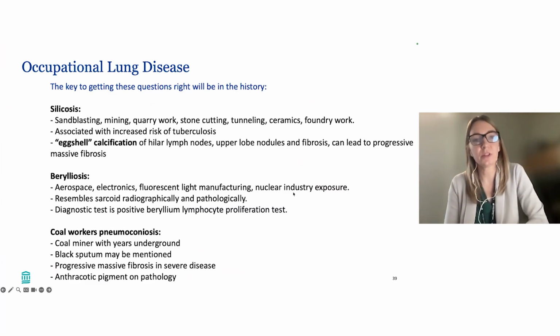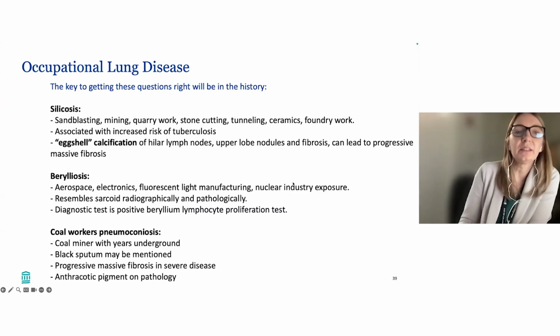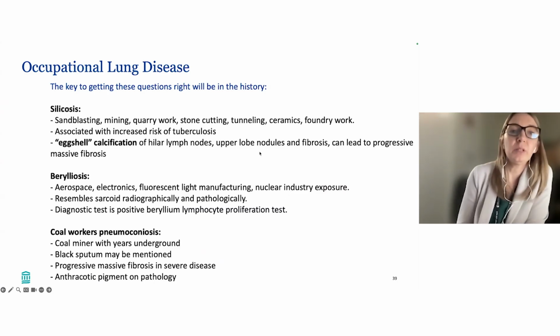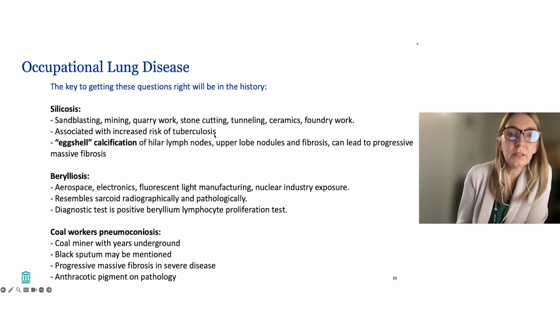There are always questions about occupational lung disease on the boards, so I want to spend just a couple minutes on that. The key to getting these questions right will not be in the chest x-ray, but will be in the history. So for silicosis, the history is going to mention sandblasting, mining, quarry work, stone cutting, tunneling, ceramics, or foundry work. Silicosis is associated with an increased risk of tuberculosis, and the classic buzzword is eggshell calcifications of hilar lymph nodes, upper lobe nodules, and fibrosis, and this can lead to progressive massive fibrosis.